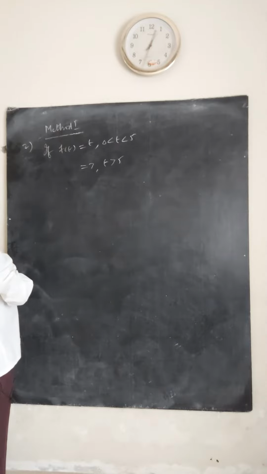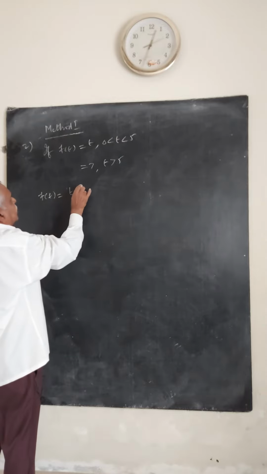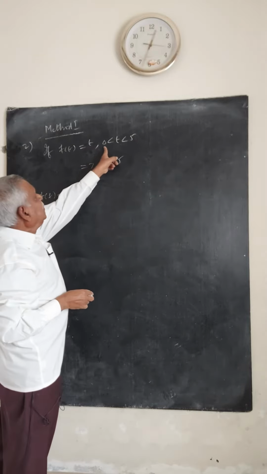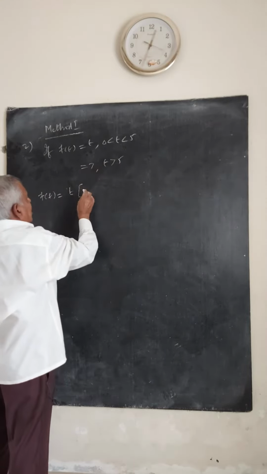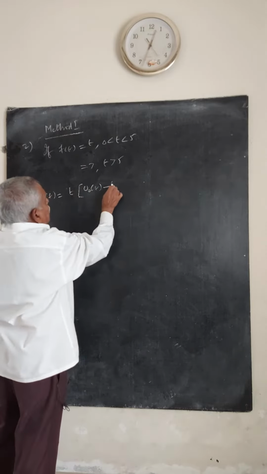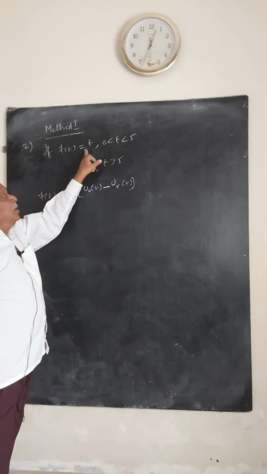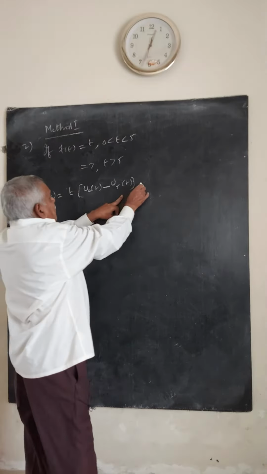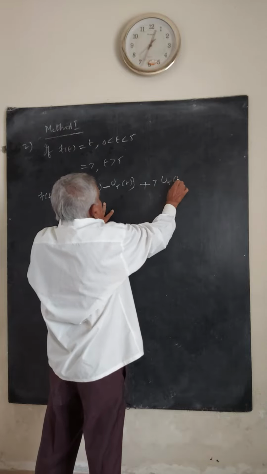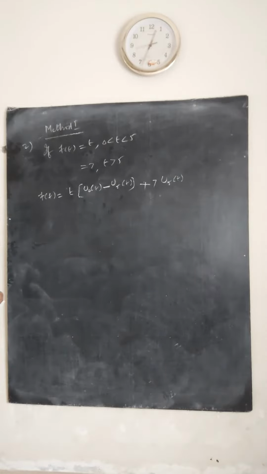Method 1. Let us do it using the unit step function. f of t equal to t into t. Here it is not 0, therefore we can write t. Here 0 and 5 are there, therefore u of 0 t minus u of 5 t. For the first limit, we have written like this. Plus, here it is 7, 7 into u of 5 t. This is the way of writing to use the unit step function.